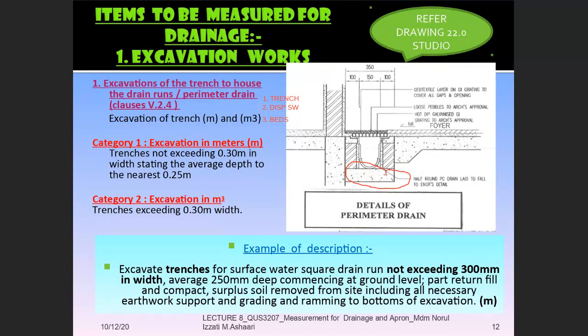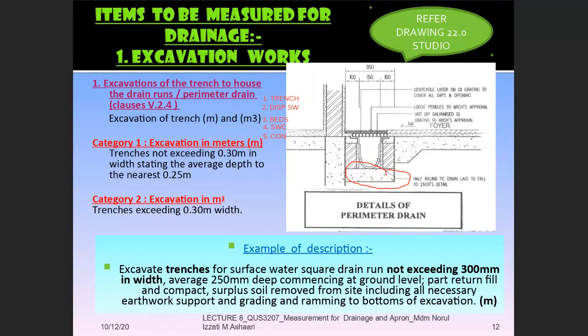Item number 4, according to your SMM, you have to measure the surface water channel. What is the type of the surface water channel here? This is half round PC. PC means precast concrete. So if you have precast concrete, there is no pipe fitting to be carried out. Item number 5 in your SMM is connection to the main. Item number 6 is testing. These are all the items that you have to measure under section V.